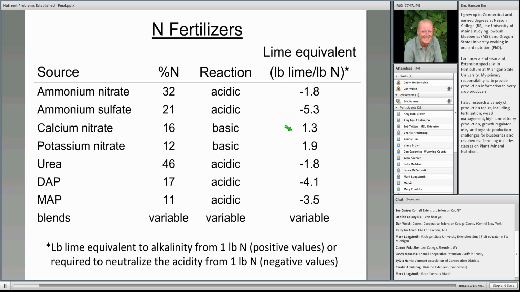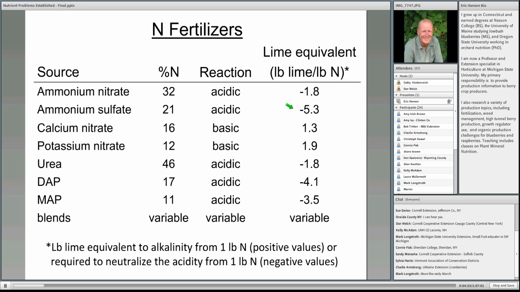So if you were applying a pound of nitrogen as calcium nitrate, that has a positive number, and it indicates that for every pound of nitrogen applied as that source, that would have equivalent reaction in the soil of 1.3 pounds of lime. So not a bunch of lime, but it certainly over time can affect pH of soils. And then those with negative numbers indicate that you would have to add lime to neutralize the acidity supplied by those sources.